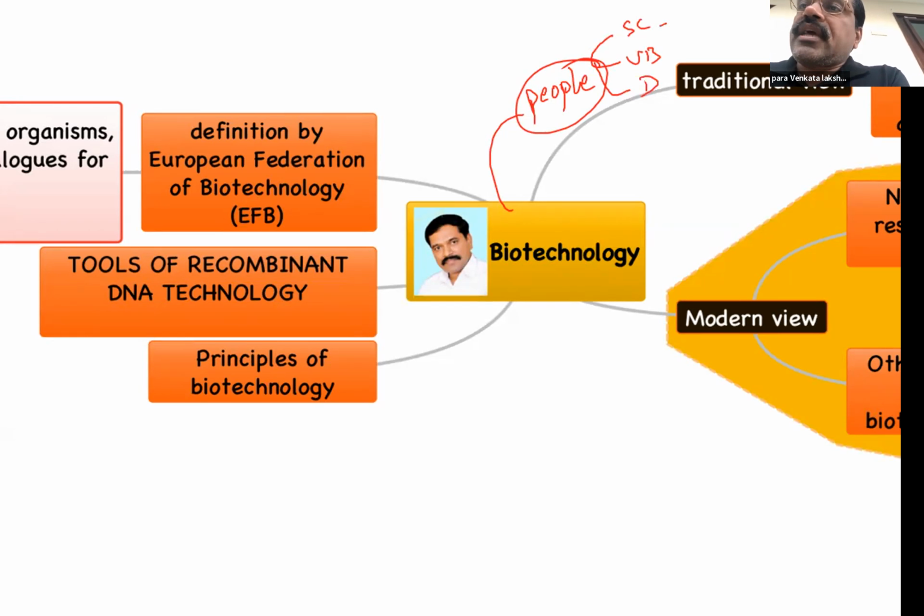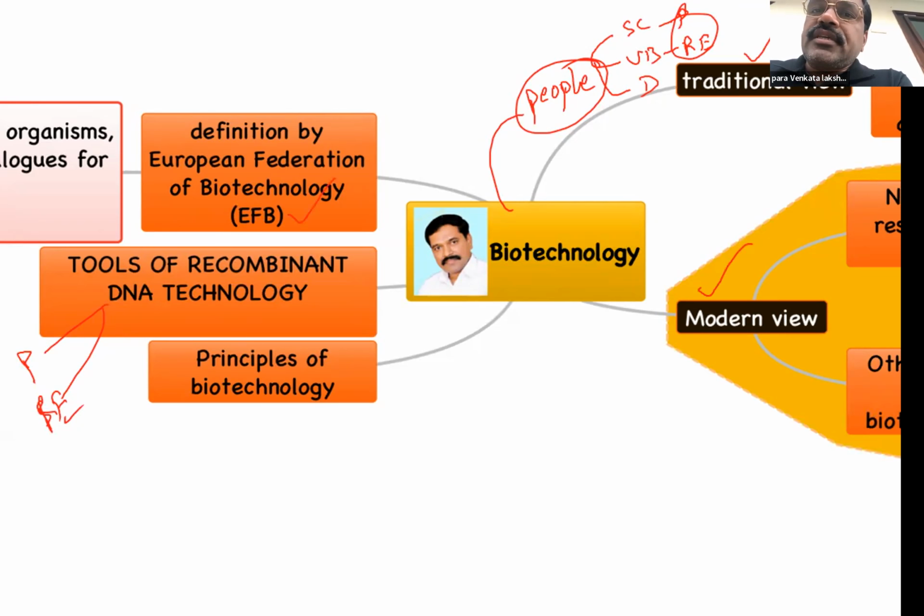Stanley Cohen worked on plasmids along with Boyer. Boyer especially worked on restriction enzymes. And these are the two important tools of biotechnology: plasmids and restriction enzymes. Apart from that, what is the traditional view of biotechnology, what about the modern view, and what about the definition given by the European Federation of Biotechnology?